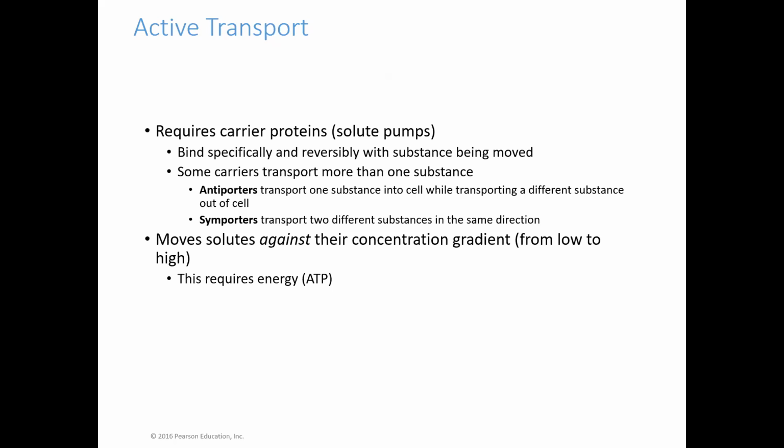An antiport will pump one substance one direction and another substance the other way. So it's like a two-lane highway where traffic's going in two different directions. So that's what an antiport does. A symport transports two different substances together across the membrane in the same direction. But they are going against their concentration gradient. They're going uphill, if you will.